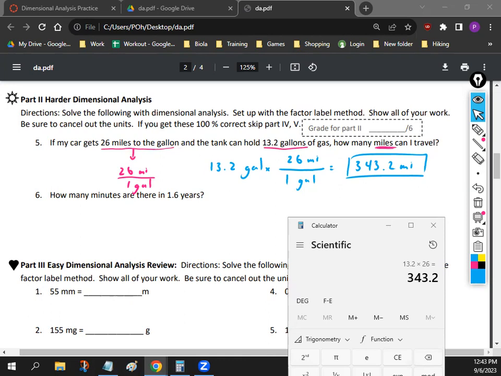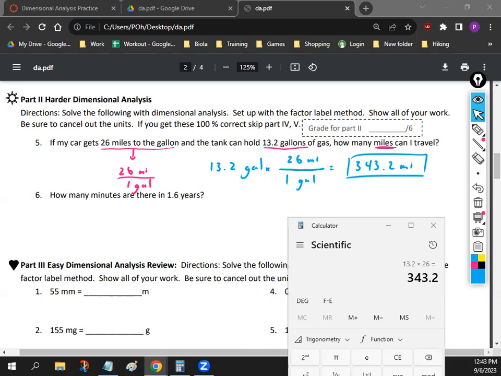Is there any way to identify which one to start with? Yeah, usually it's going to be the number that's standing alone. Because if you take a look at 26, that's a conversion factor. It's 26 miles per gallon. So that tells you it's a fraction. Usually you won't start with the fraction. So it's like 13.2. Sometimes you will, but usually you won't. Good question. All right. Any other questions?